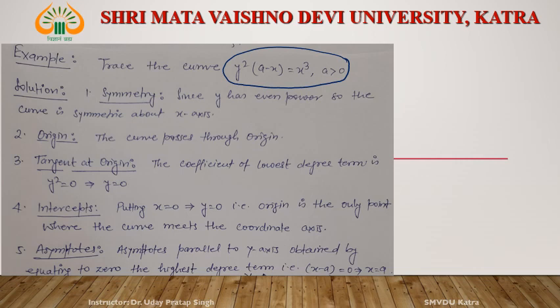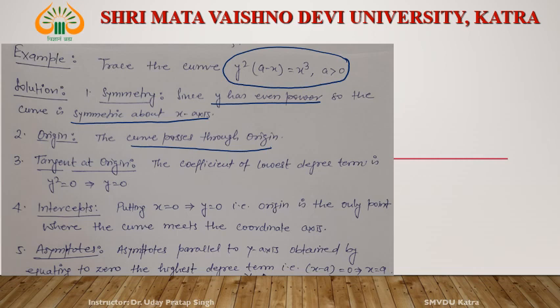This curve is symmetric. Symmetric about which? Since the power of y is even, therefore this curve is symmetric about the x-axis. This curve passes through the origin, since the origin satisfies the given curve: (0, 0) satisfies the given curve.